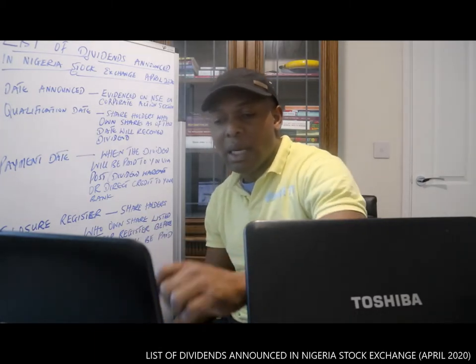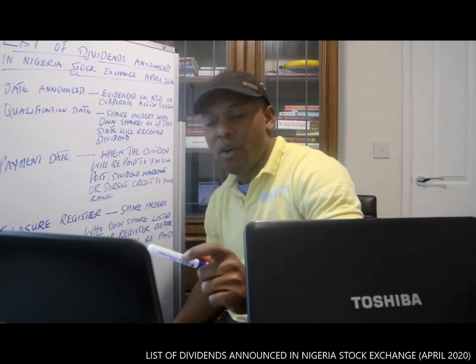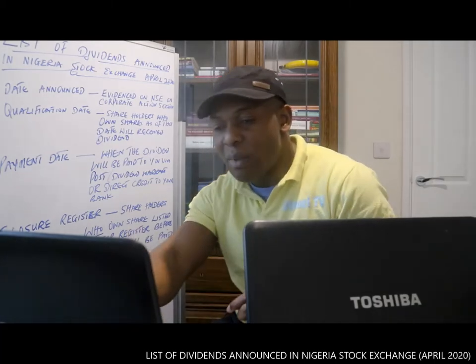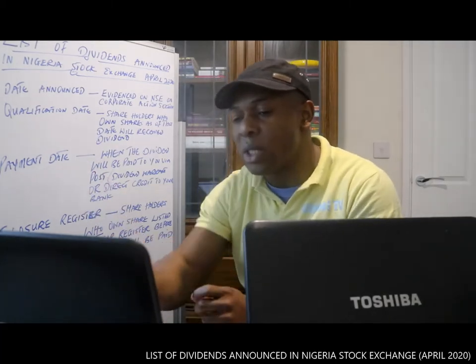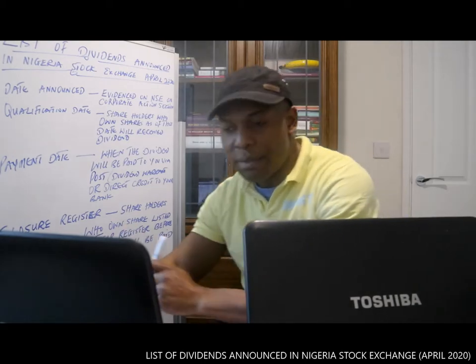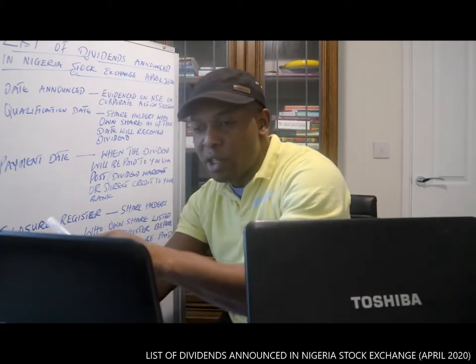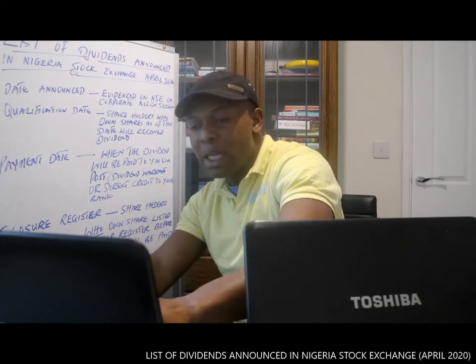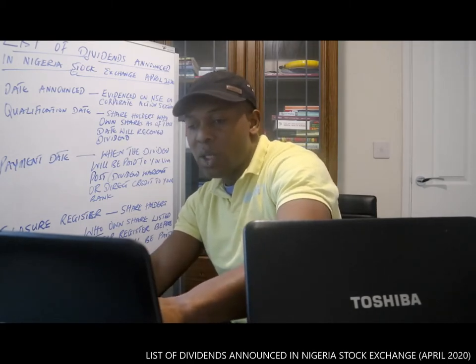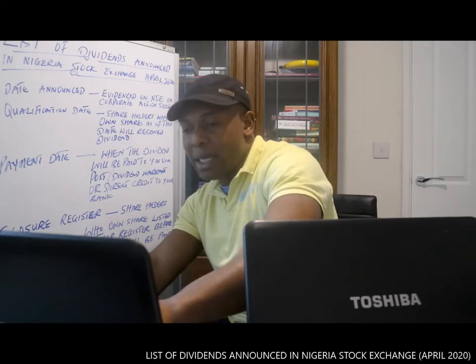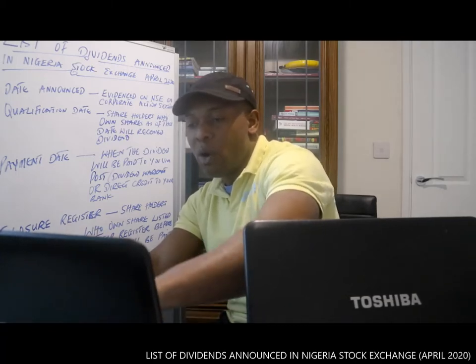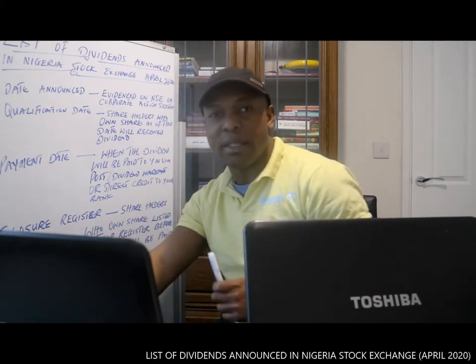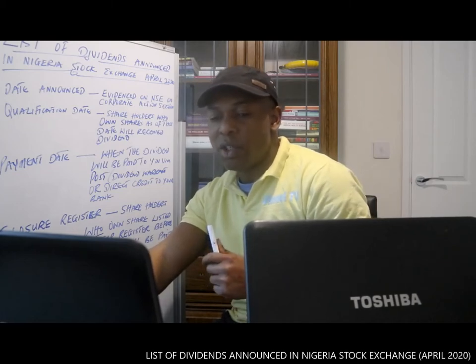Capital Hotel declared 0.05 kobo. They made this announcement on the Nigerian Stock Exchange on 26 March this year. Bonus, nil bonus. Closure of register 15th to 19th June. Annual general meeting is 27th May. Payment date 23rd June. Qualification date 17th April this year. So it's something that you need to think about.